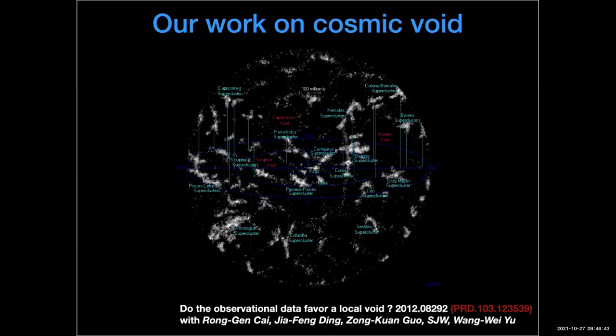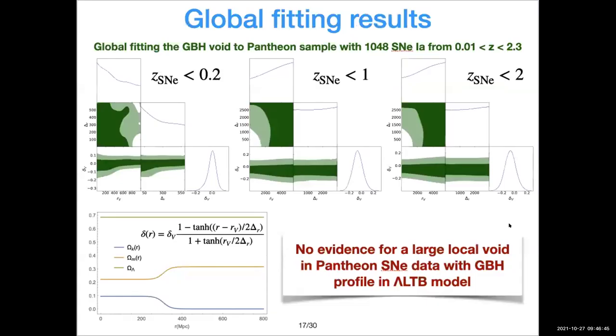So let's introduce our work. Let me introduce our first work on the local void in this paper. In this paper, we made a global fitting of a GBH profile, as shown in this shape, to the Pantheon data. And here the global fitting means that we fit over all three parameters of the GBH profile. And yet we find no evidence for a large local void in the Pantheon supernova data with the GBH profile in the lambda LTB model.